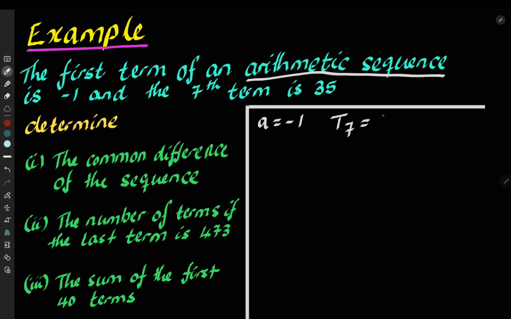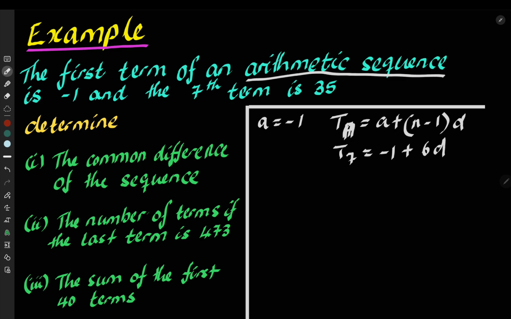7 can be calculated as a plus n minus 1 d. Let's say the Tn here. Remember, the Tn of the arithmetic sequence is equal to a plus n minus 1 d. So the T7 is equal to a, in this case negative 1, plus n, which is 7, minus 1, so that will be 6d.